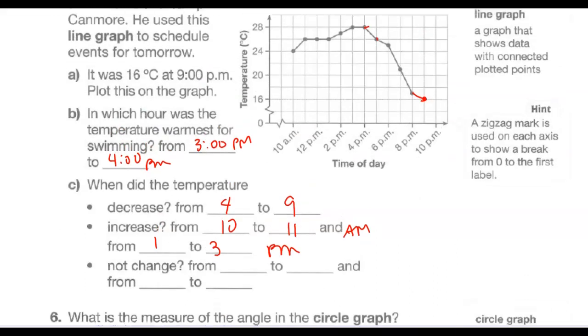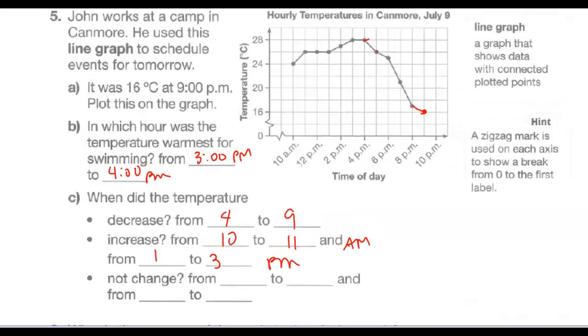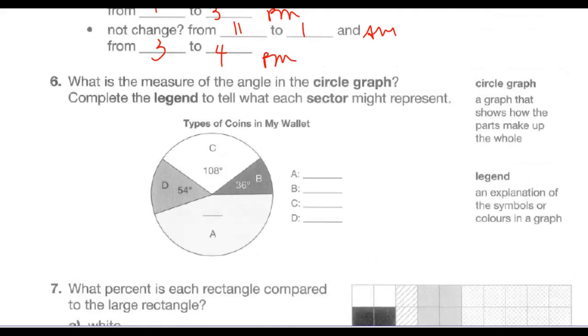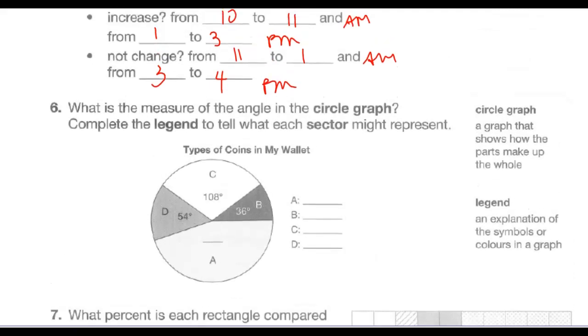Okay, and when did it not change? That would be when it's horizontal. So from 11 to 1, and then from 3 to 4. That was a.m., that's p.m. Okay, and then a circle graph. What is the measure of the angle in the circle graph? Complete the legend to tell what each sector might represent.